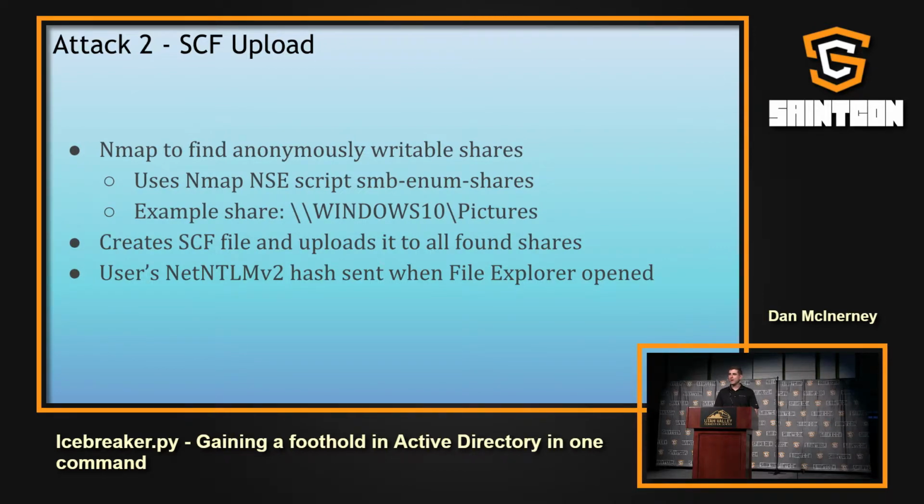The second attack is one that I actually didn't know about for the longest time, and I was actually shocked to find out about this one. It's called an SCF upload attack. I use a script called smb-enum-shares from Nmap in order to find all of the anonymously writable shares on a network. So you have your little jump box in their internal network. You're kicking off the Nmap scan, or Icebreaker will kick it off for you. And you're going to look for any shares that have anonymously writable areas of them.